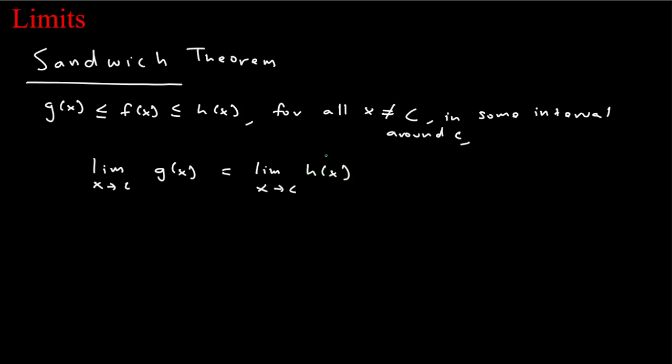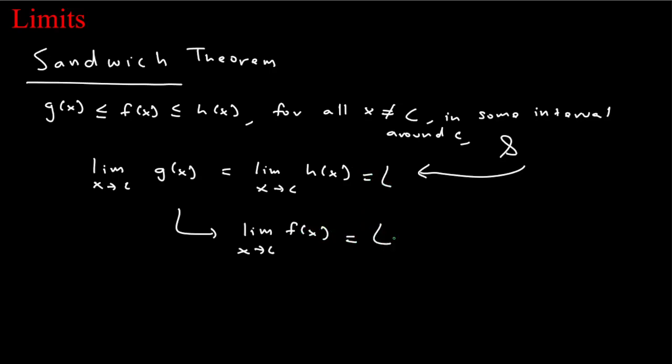So basically, if we have a function g of x, which is less than or equal to f of x, less than or equal to h of x, for all x not equal to c around some interval c, and the limit as x tends to c of g of x is equal to the limit as x tends to c of h of x, and these two values are equal to L, then the limit of f of x as x tends to c is also L.